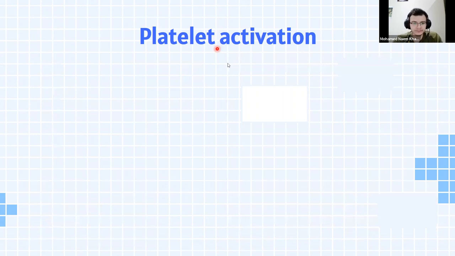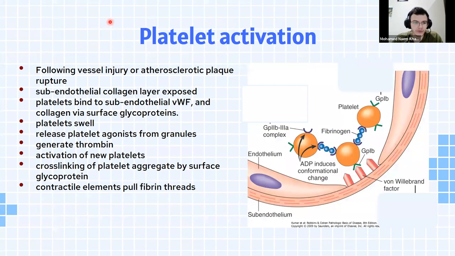Okay, last slide. We all discussed this. This is the picture that I just showed you. Anyway, let's read through it. Injury to the vessel, or an erythrocytic block, is going to lead to exposure of the collagen layer. Platelets bind to the subendothelial VWF by its GP1B. Now it's adherent to the blood vessel and it's going to release agonists from the granules, basically clotting factors, to generate the thrombin.